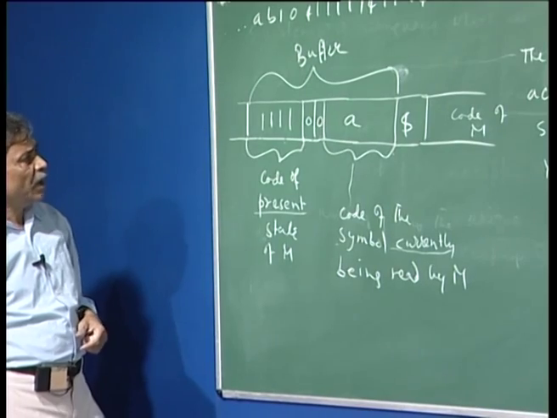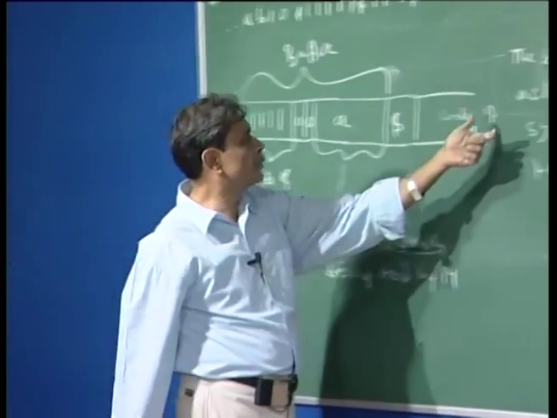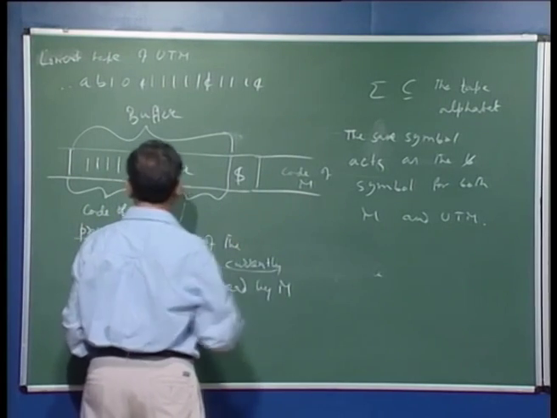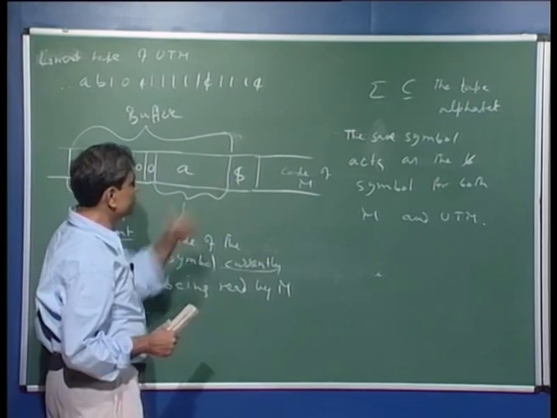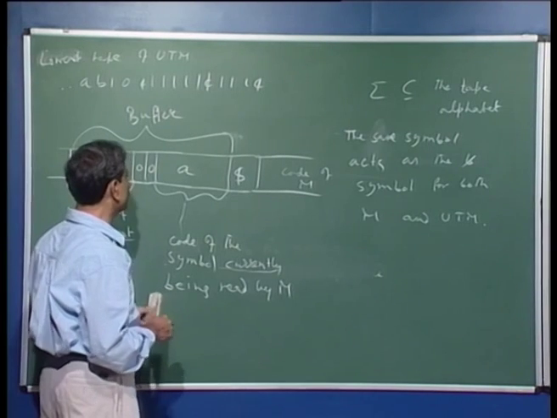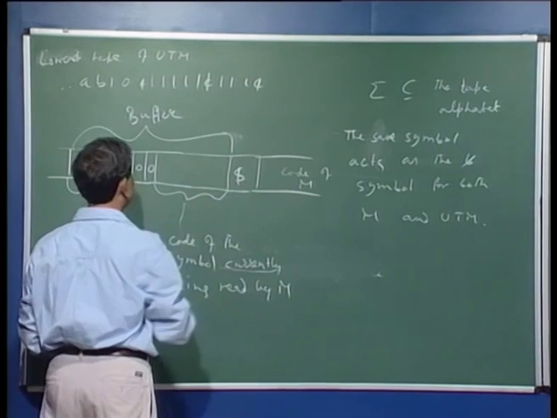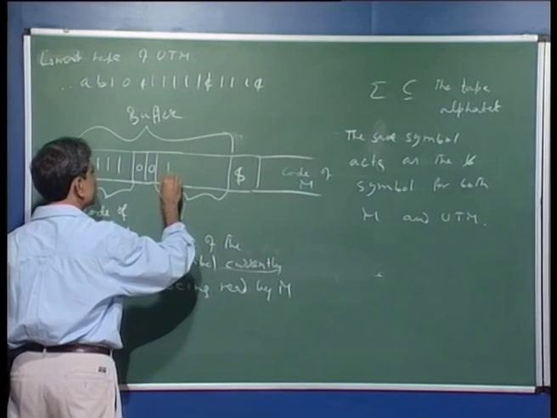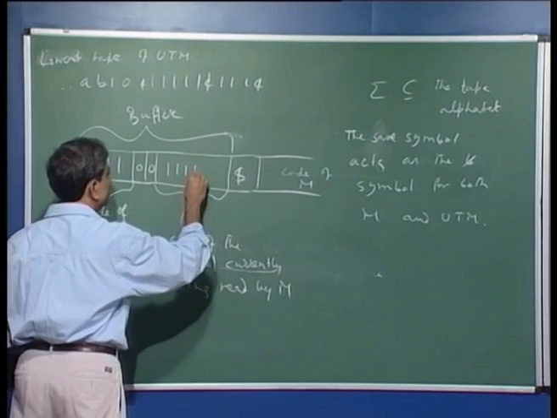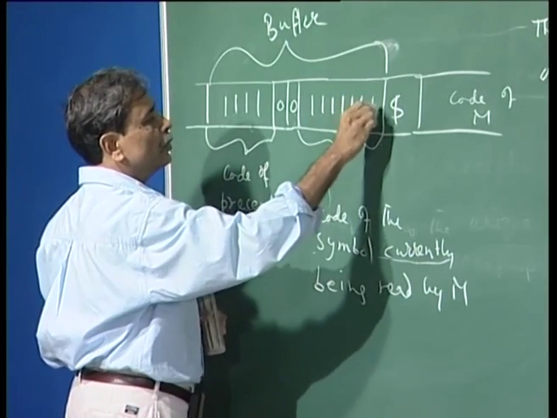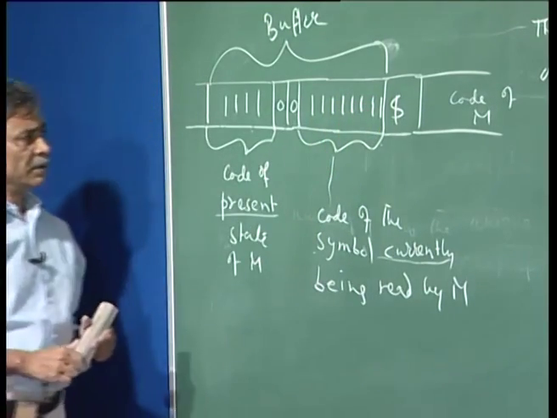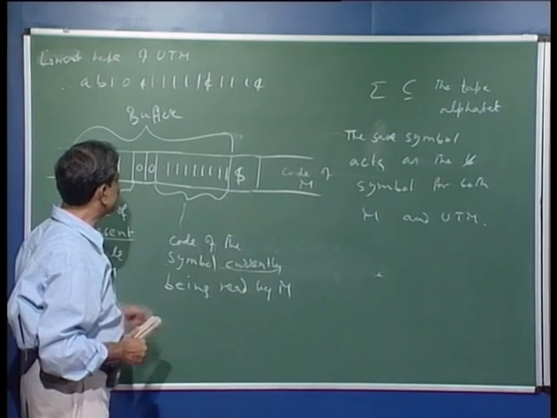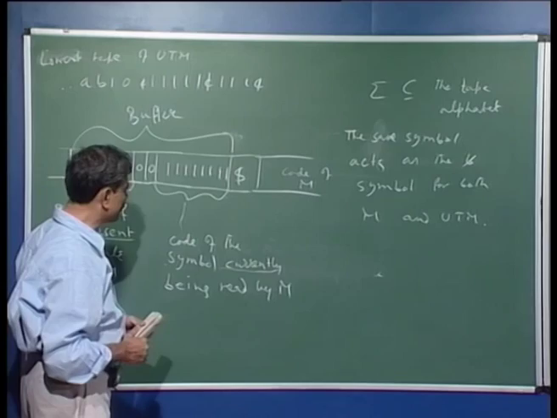And now, it also knows from the code of M which is the symbol to be printed. So, let us say the symbol to be printed is the 7th symbol. So, that is 1, 1, 1, 1, 1, 1, 1. The number 7 is of course represented in unary by 8 ones. So, this part will come here.